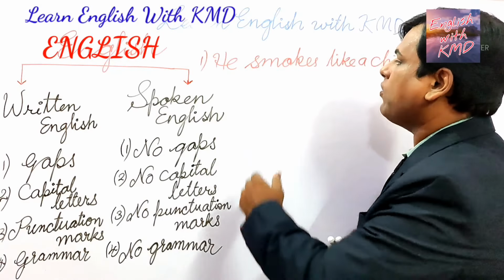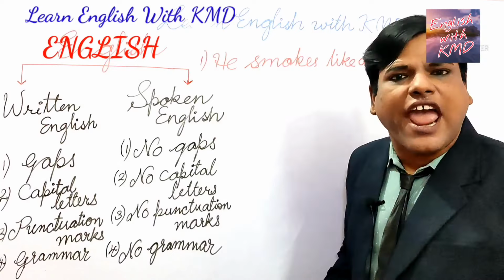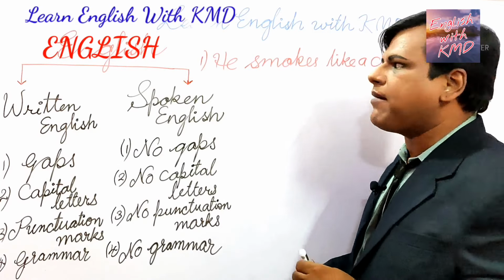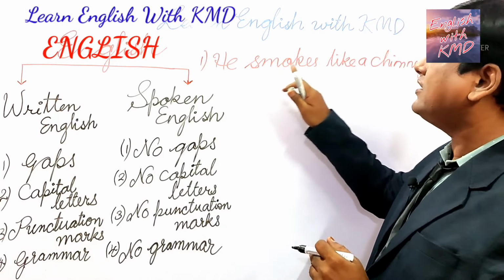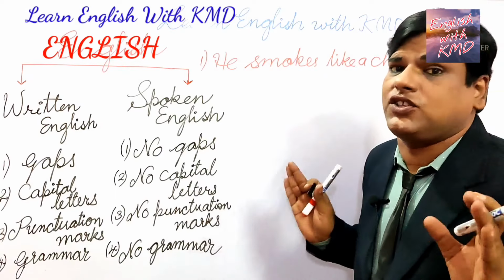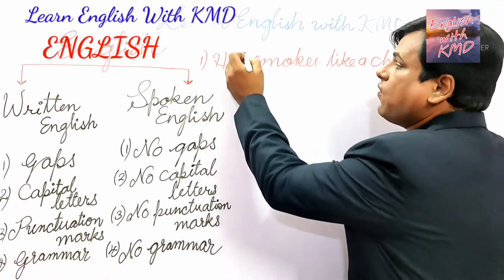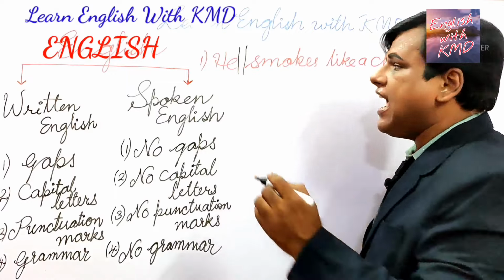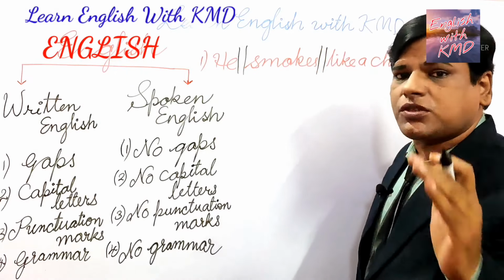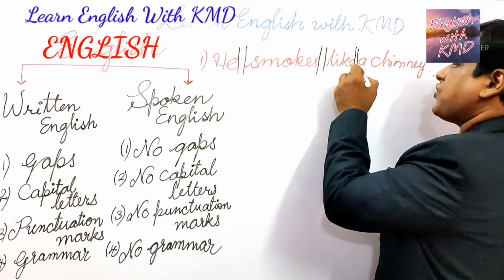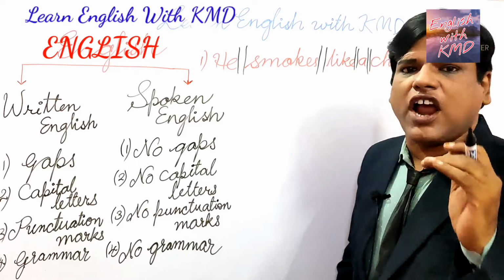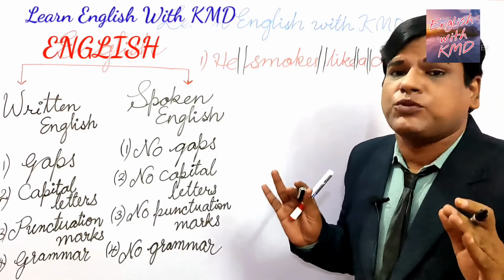Coming to the example now, he smokes like a chimney. Now you look at the example. The example has 1, 2, 3, 4, 5 words in it. And as you can see, we have a gap after he, another gap after smokes, another gap after like, and another gap after a. Well, we have 4 gaps here.